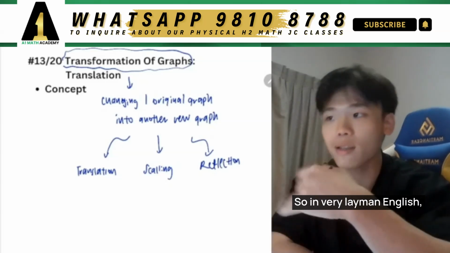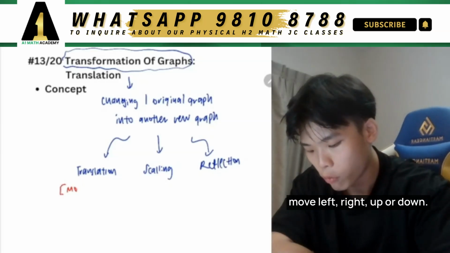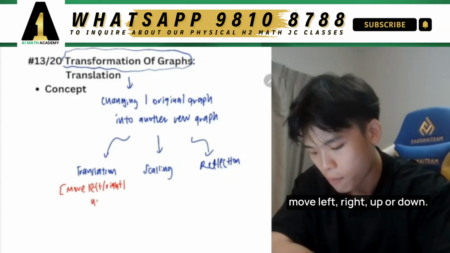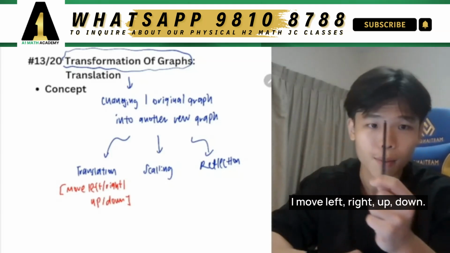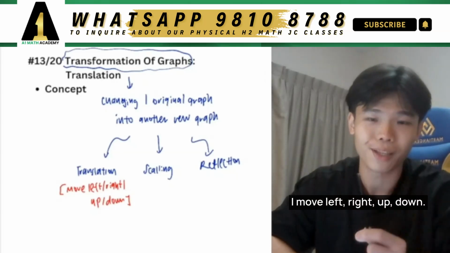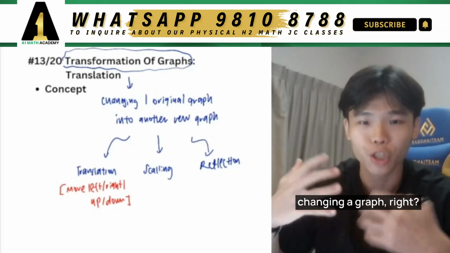In very layman English, translation just means move left, right, up, or down. Imagine my pen over here is a graph. I move it left, right, up, down, literally just shifting it. So that is one way of changing a graph.